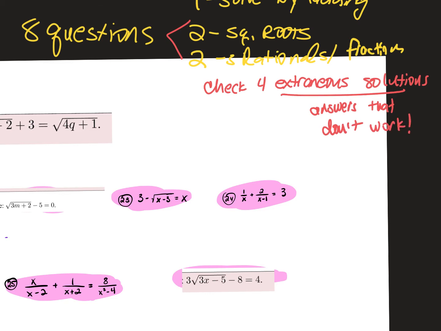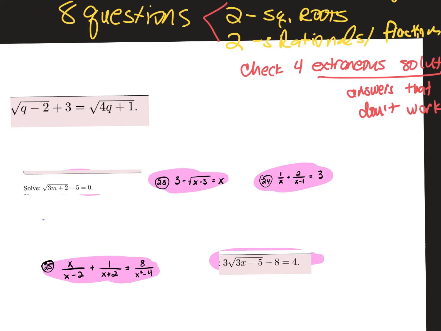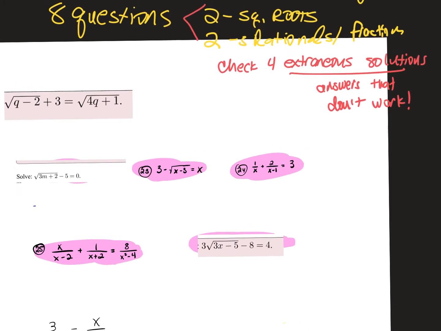You don't have to tell me, oh, these are extraneous. You just have to cross them out. You have to somehow make me understand that you guys know, ooh, this one's not a solution to this equation. Does that make sense? Everybody understand that? Check for extraneous solutions. They're extra. They're ones that don't work. Okay, very important that you guys do that.